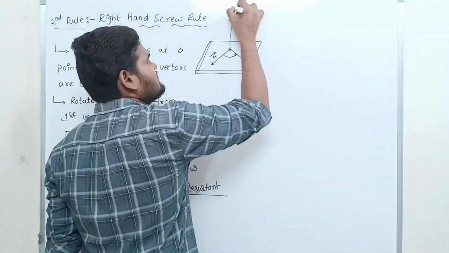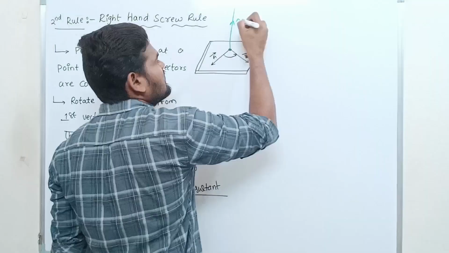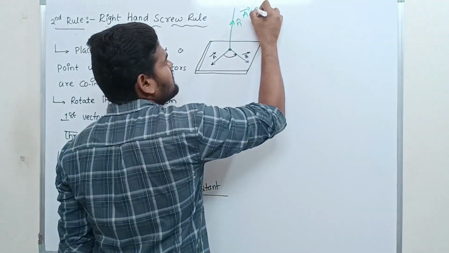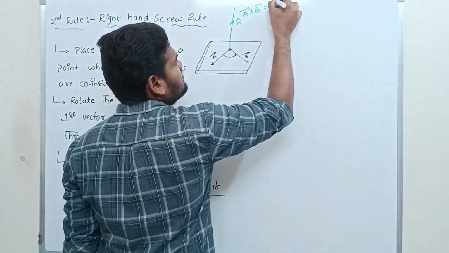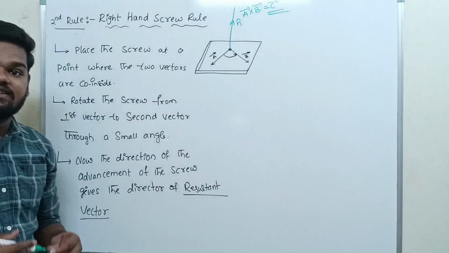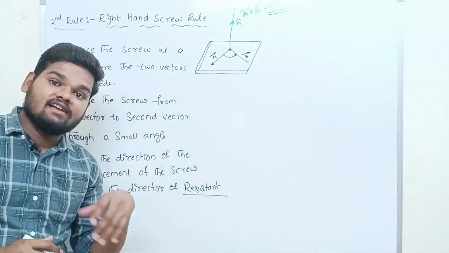Now what is this? This is the direction of the resultant vector. So A bar cross B bar is equal to C bar. Okay, so this is the direction of the resultant vector. Is it clear? Any doubts?